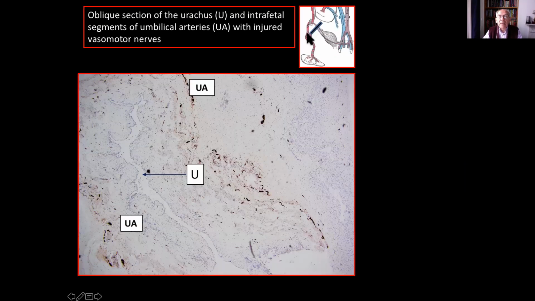When you look on the inside, across what we call the urachus and the 2 umbilical arteries within the baby's abdomen, then this is what you see. This is the embryological remnant called the urachus, which becomes the median umbilical ligament, and then here's the umbilical artery on the left, and here's the umbilical artery on the right. And what you can notice immediately around the vessels is this huge brown staining, and these are all injured and abnormal vasomotor nerves. Those are the nerves that run with these vessels in the normal situation, but which have been seriously injured in these babies.